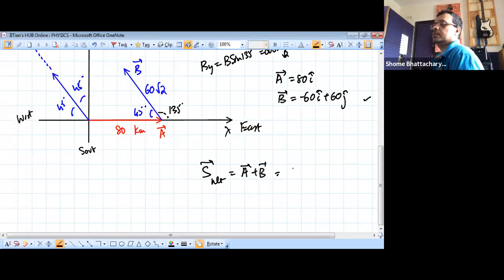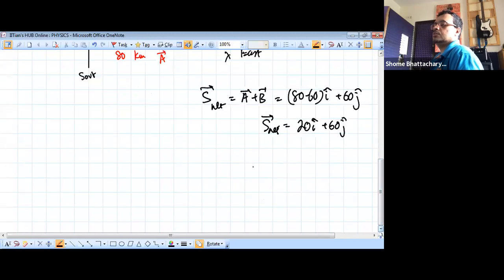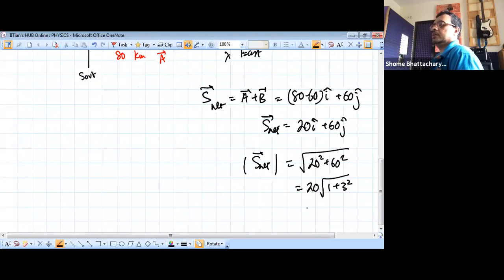So यहाँ पे वो कितना हो जाएगा? It will become 80 minus 60 i cap plus 60 j cap. So it will become 20 i cap plus 60 j cap. So that is your net displacement as a vector, and so its magnitude should become square root of 20 square plus 60 square. Then you can take 20 common, so you have 1 plus 3 square. So 20 root 10 should be your answer according to this.